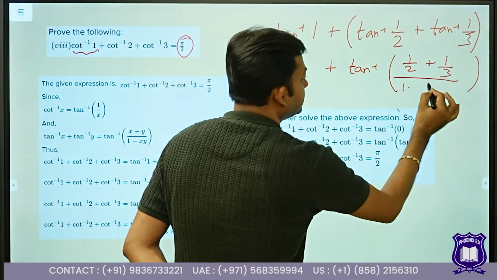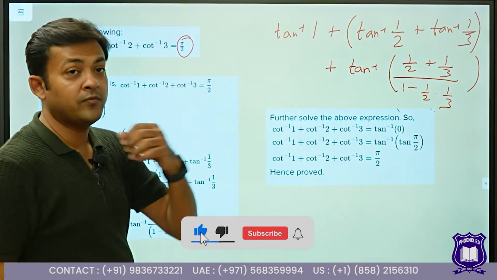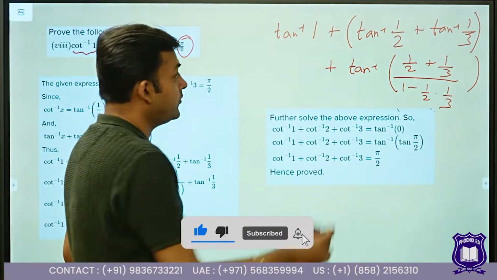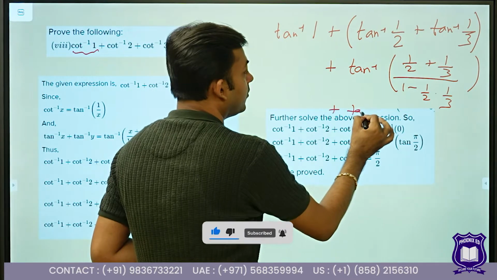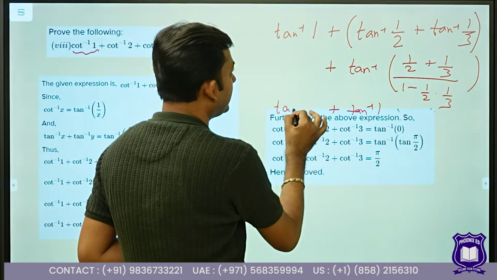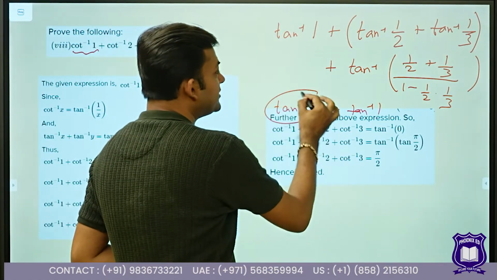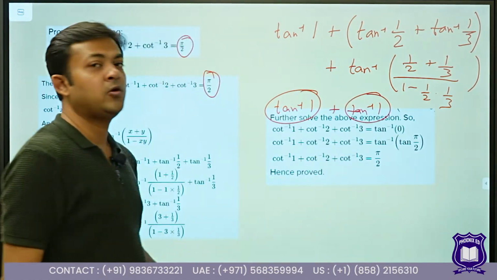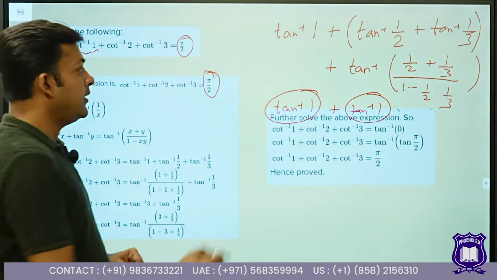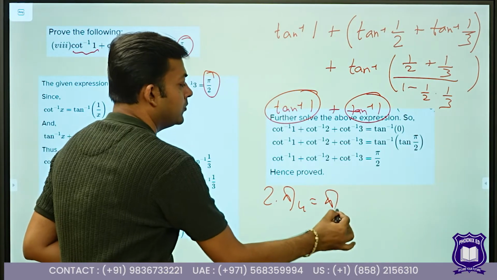Remember the formula? If you simplify the bracket, you will get a value of 1. So we get tan inverse 1. So the question would become now tan inverse 1 plus tan inverse 1. The value of each tan inverse 1 is equal to pi by 4. 2 times pi by 4 is pi by 2.